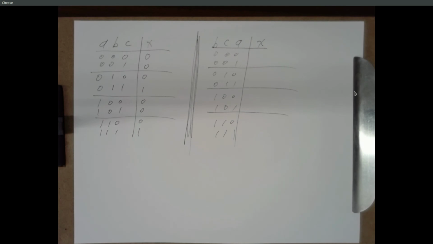The only thing we're doing here is drawing a different truth table. It's the same function though, right? We're putting the same value of x for the same combination of A, B, and C. We just happen to do it in a different order, BCA instead of ABC.